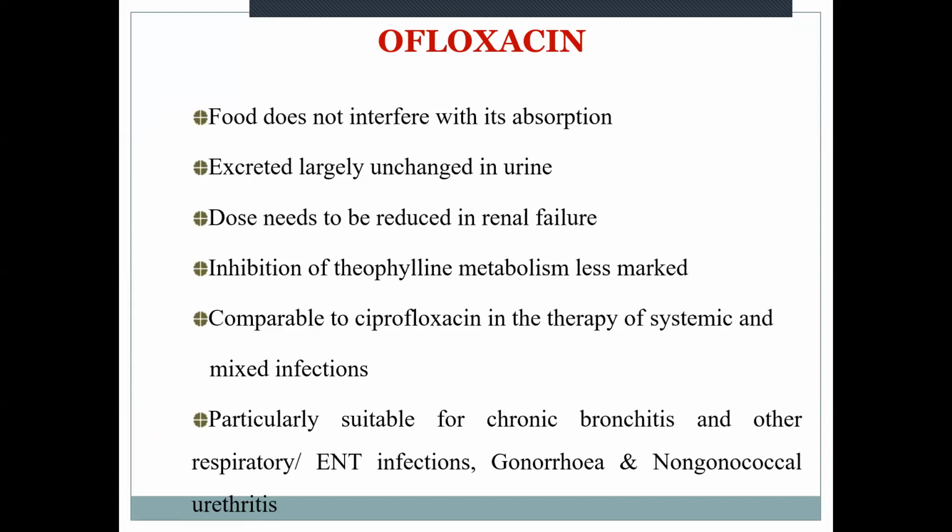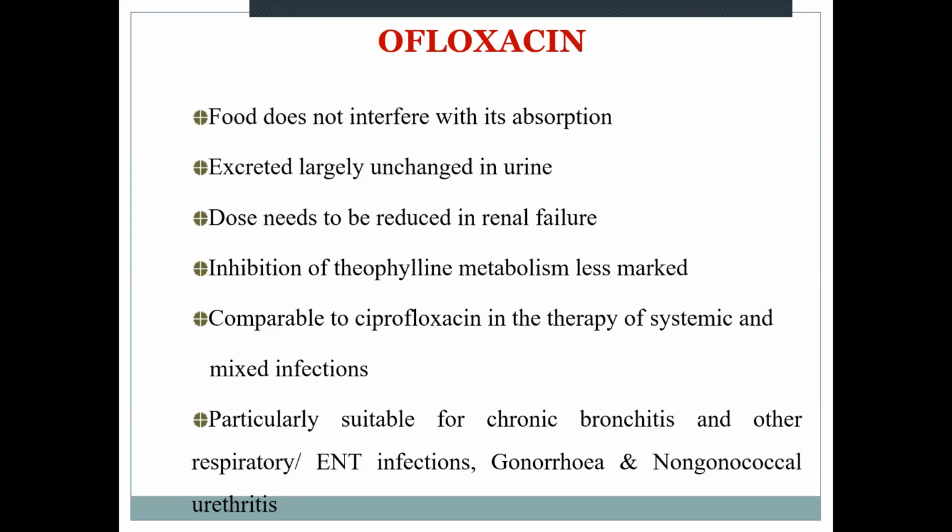Another compound is ofloxacin. The advantage of ofloxacin is that food does not interfere with its absorption. We have earlier covered that in the case of fluoroquinolones, food generally interferes with absorption. So you have to keep a margin of 30 minutes minimum between food, either taking it earlier or afterwards. That is not needed in the case of ofloxacin.